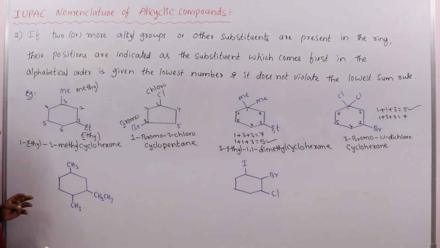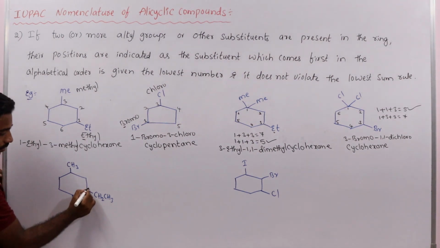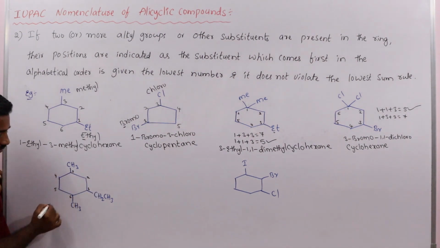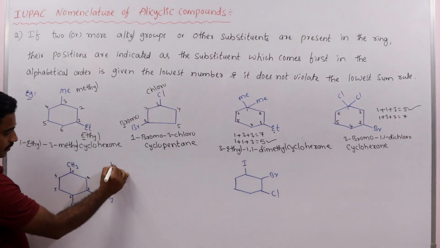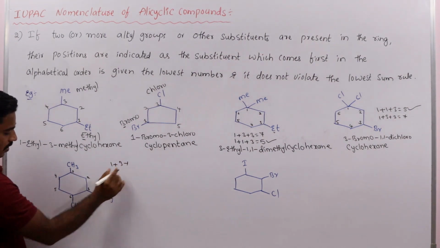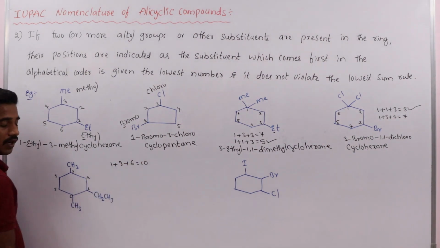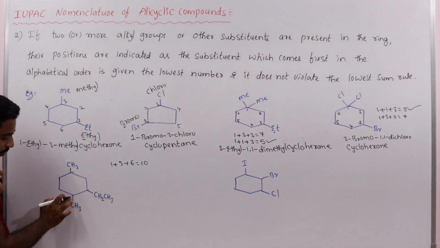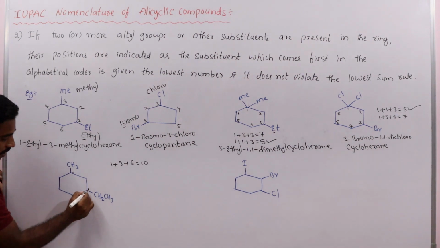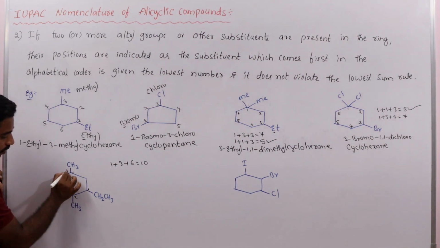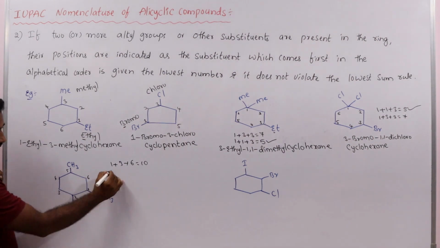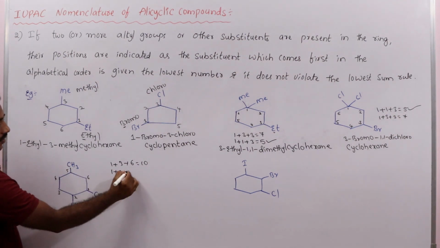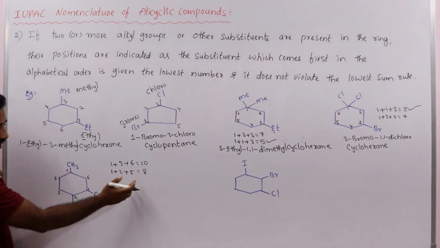If you start numbering here, for example, 1, 2, 3, 4, 5, 6, let us give the positions. One substituent is at the first position, one at the 3rd position, and one at the 6th position, and the total value is 10. Otherwise, we can also give it like this. Let us see the possibilities. How many possibilities are there? 1, 2, 3, 4, 5, and here 6. One substituent at the first position, one at the second position, and one at the fifth position: 8. So we are getting the value 8.